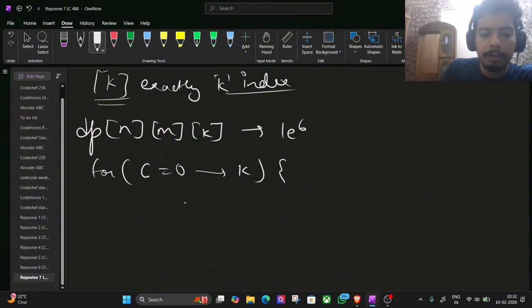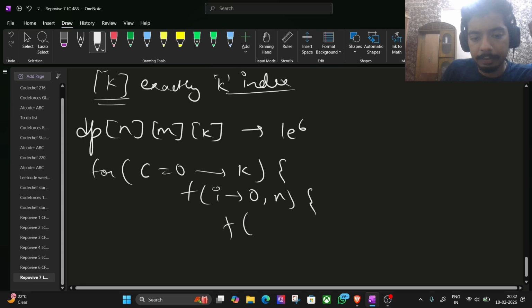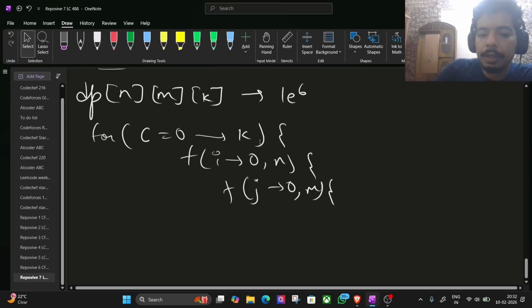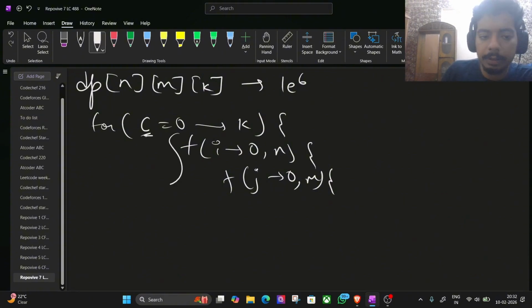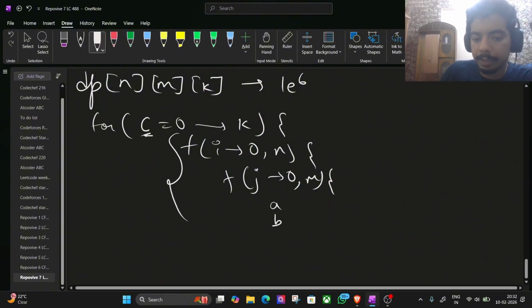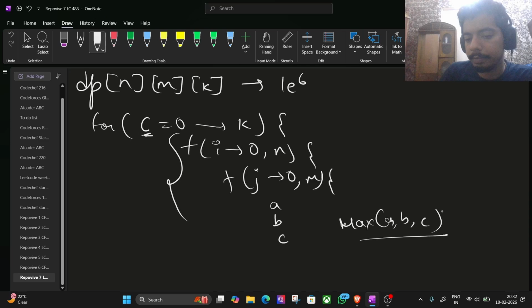Then for each chosen index, I have to iterate my dp on all the indexes of i and j. So I will do i from 0 to n and j from 0 to m. Correct? For each chosen index, do your dp iteration and do the same thing. Find a, b, c and take the maximum of a, b, c in your dp[i][j][k].